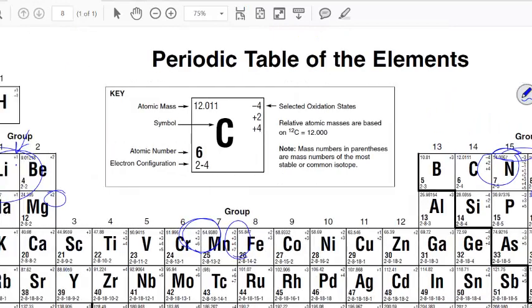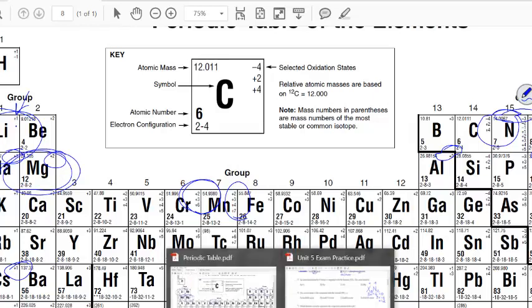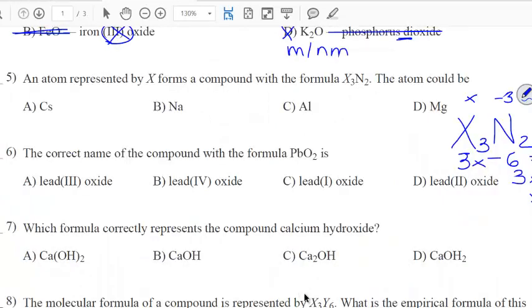So if we look at Cs, right here on the periodic table, it can only be +1. And if you look at aluminum, it can only be +3. And if you look at, I don't know who the other choice was, sodium can only be +1, right? So the right answer is this guy right here because he can be +2. Looks like my choices are in a little different order than yours, so I hope that you're paying attention.